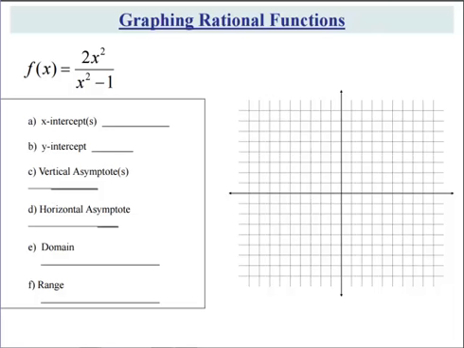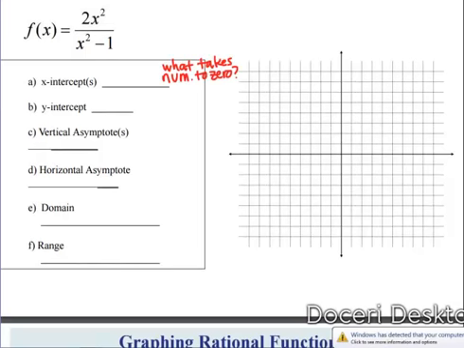Hello, we're going to talk about how to graph a rational function, and we start with the example f of x equals 2x squared over x squared minus 1. We'll go down the list to the left and start with the top one, the x-intercepts.